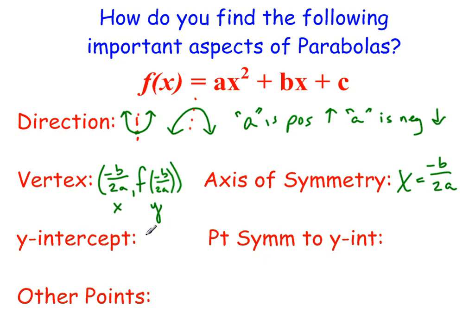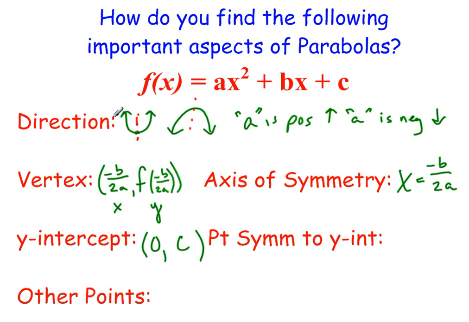The next thing that's important is our y-intercept. Our y-intercept is whenever x is 0. And if I substitute 0 in for x, if you notice my a value, a times 0 squared would be 0, plus b times 0 is 0, which means I'm just going to be left with c. So I can easily find my y-intercept by looking at the c value.